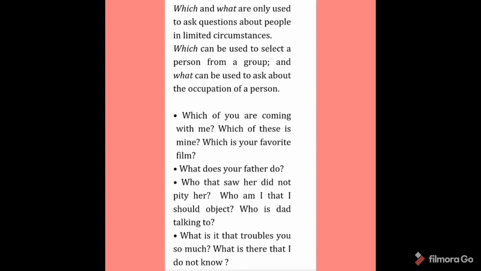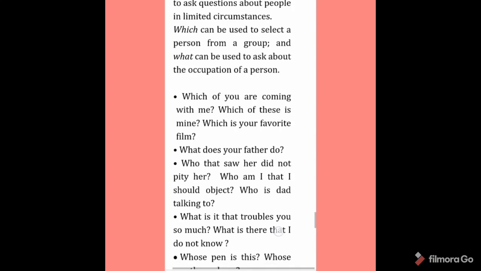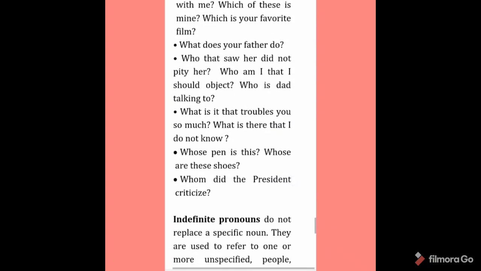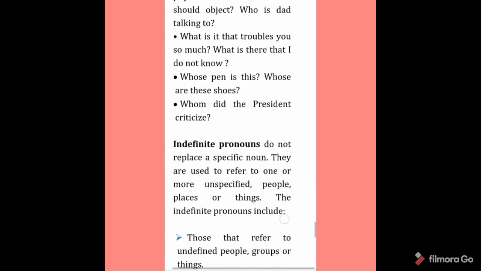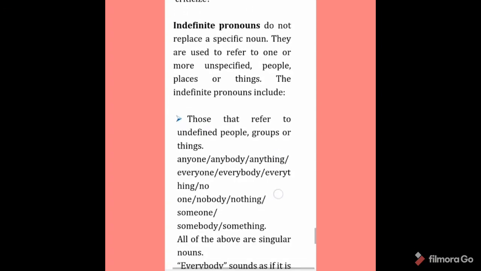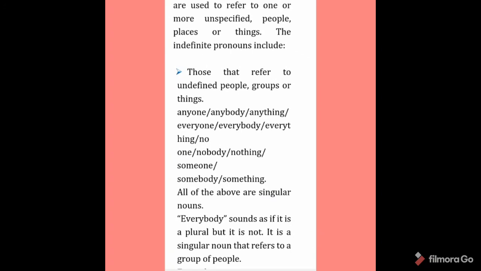Who that saw her did not pity her? Who am I that I should object? Who is dad talking to? What is it that troubles you so much? What is here that I don't know? Whom did the president criticize? Whose pen is this? Whose are these shoes? And so on.